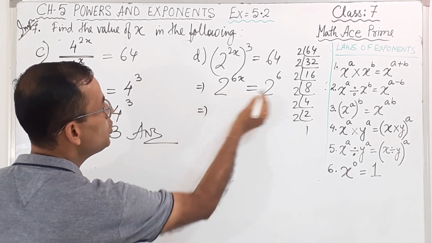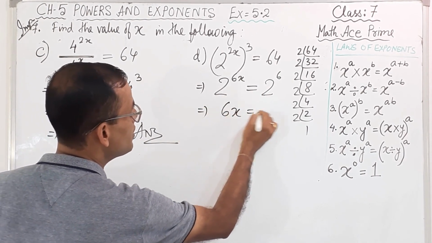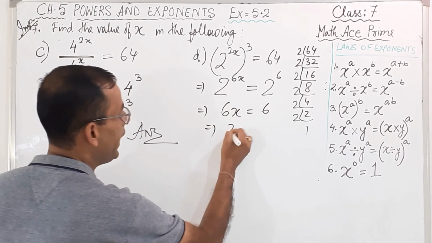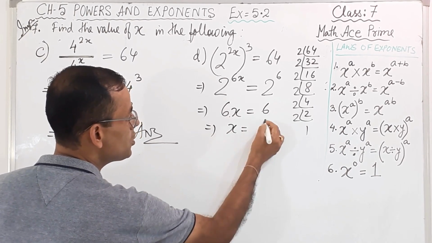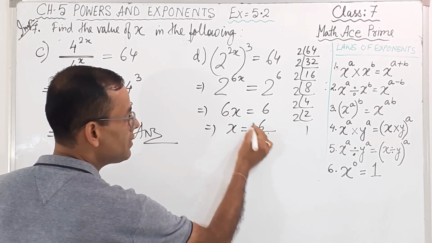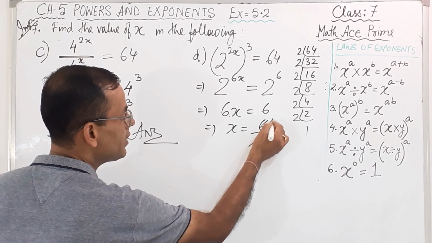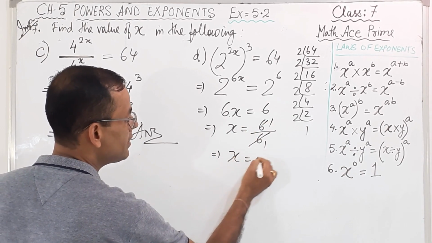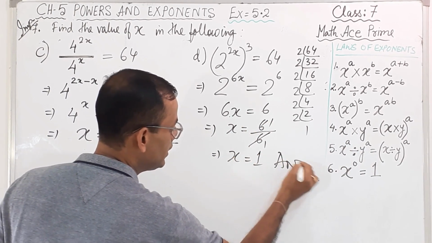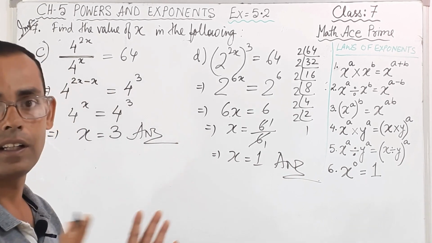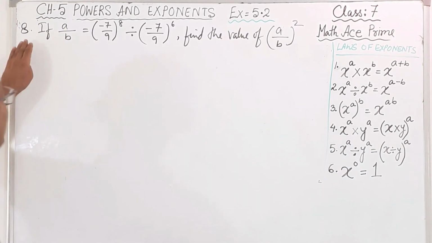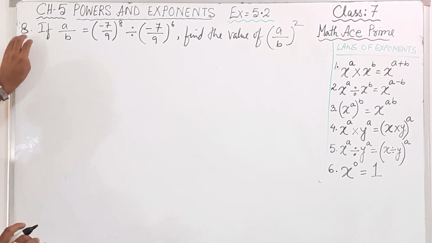Okay. Now 2 disappears. So 6x is equal to 6. So x will be what? See, into will become divide. 6 will come down. 6 ones are 6. So what you get? X is equal to 1. And this is the answer. Clear? Now, the last question of this exercise 5.2, question number 8.